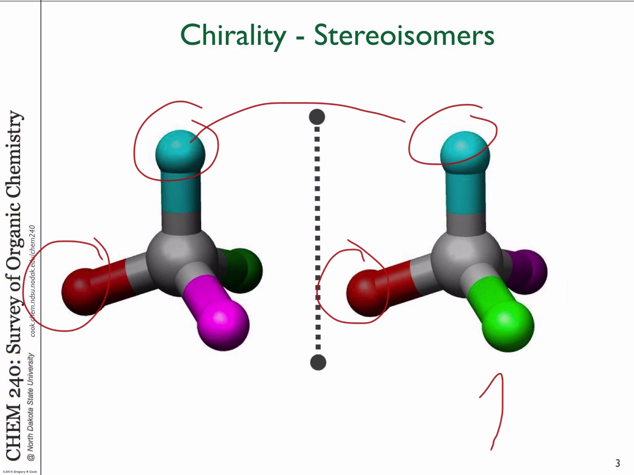But this green group is coming out towards us. That's in the same place as pink. It doesn't overlap. It's not the same. Okay, and then the pink atom in the back would be where the green atom is on the left. So in fact, those are not the same molecule. They're not the same molecule.